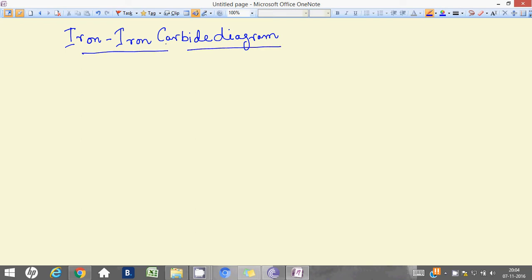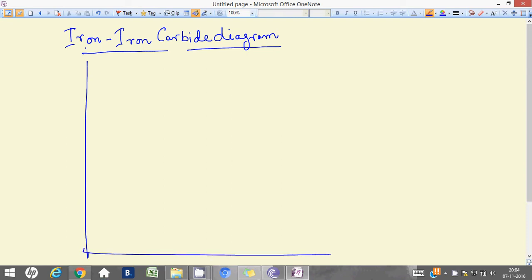So basically we need to understand certain temperatures and certain compositions of carbon in a graphical manner. So what we will do is take our y-axis, and an x-axis, and with that we will do a secondary y-axis.